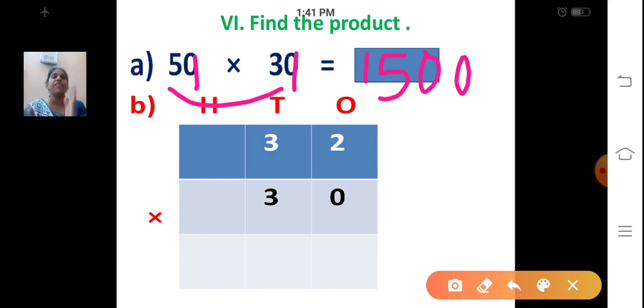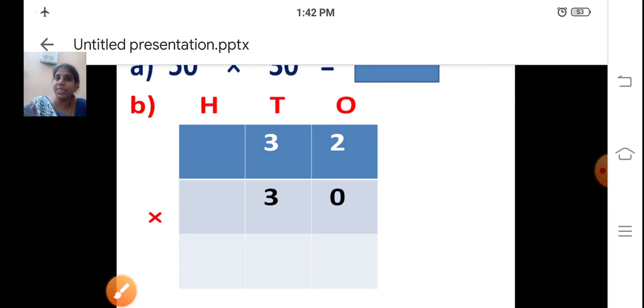How to do this? When you have zeros at the last, what you have to do? Just leave the zeros. Remaining numbers we have to multiply. Then write the answer. So 5 into 3 is 15. Write that 15. After that, place the zeros. How many zeros? Here we have 2 zeros. So write the 2 zeros to the right of the answer. So answer is 1500. So B sum 32 into 30.